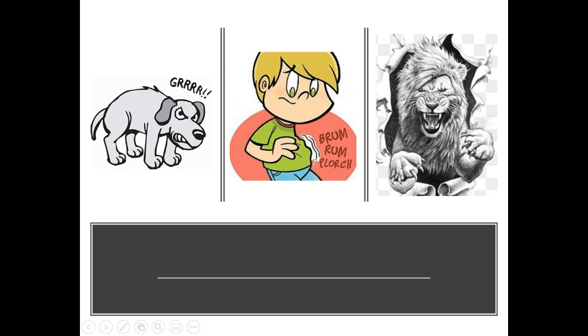So, how are these all the same or similar? I would say they're all showing some sort of growling or rumbling or roaring. So let's see what the word is. Growled. The root word is growl.